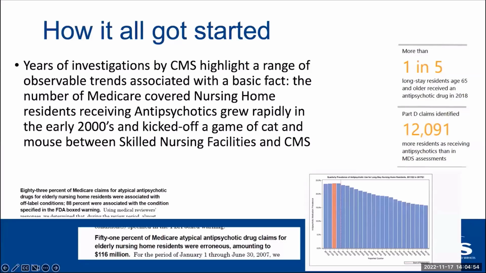CMS has been involved in efforts to curb improper and overprescribing of antipsychotics at nursing homes for many years. The key concern is that antipsychotics can increase the risk and onset of death for beneficiaries with dementia.